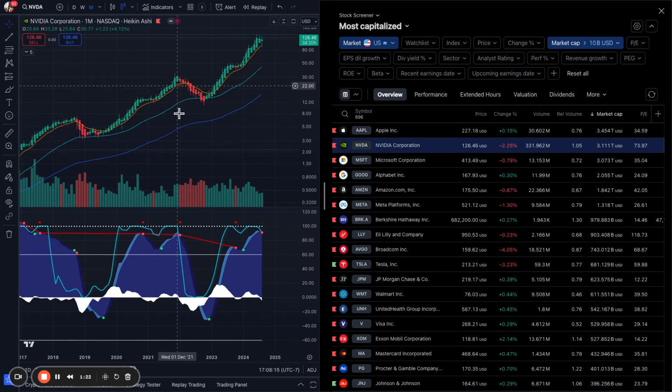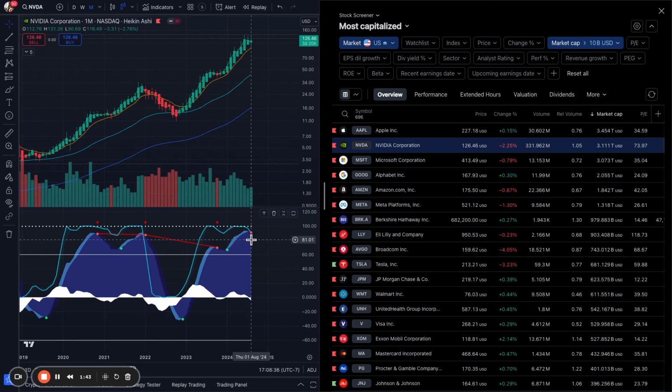Here's NVIDIA. NVIDIA got a red dot back here in '22. It dropped all the way down for about a year, from January 2022 all the way down to November 2022. Boom, green dot came there in December at $13. Look where it's trading today, $126.46. And actually, at the time of recording this video, it's giving a red dot, so that indicates that the direction is going to shift to the downside.